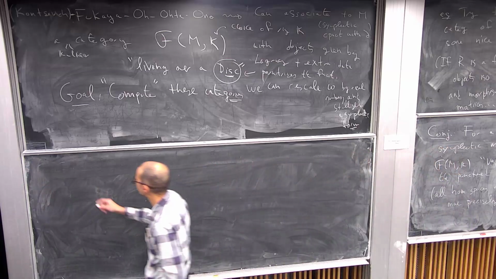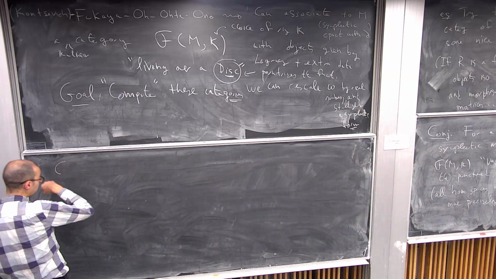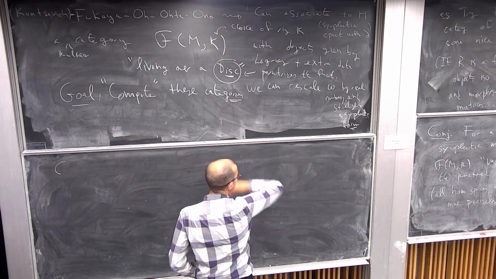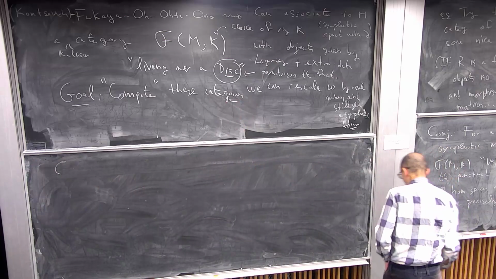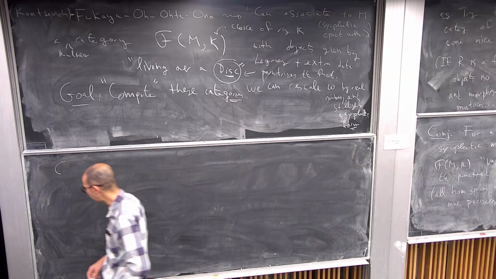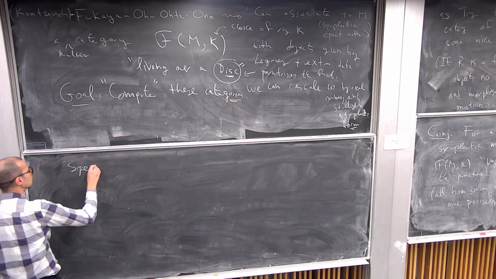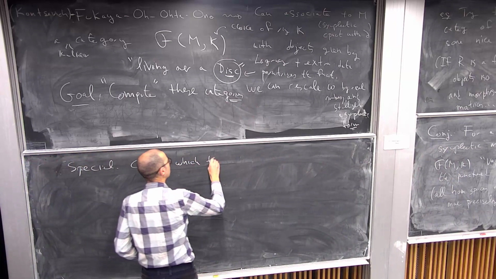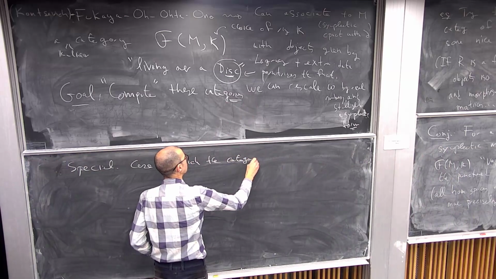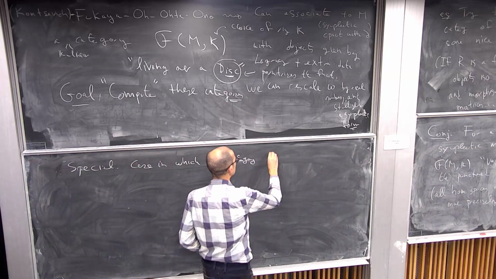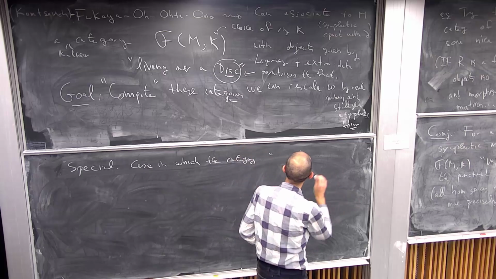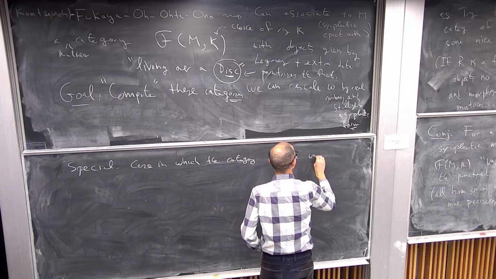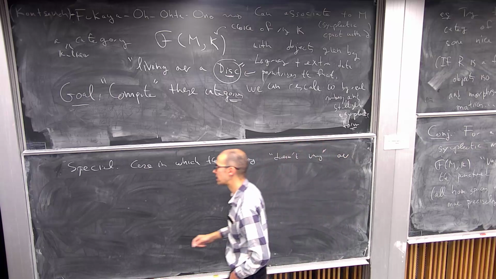So, okay, next is basic computations. Well, before I get into basic computations, we want to deal with this dependence on the disk, the parameter in the disk, which makes life very complicated. There is a special case in which the category, in some sense, is constant over the disk, that doesn't vary over the punctured disk.